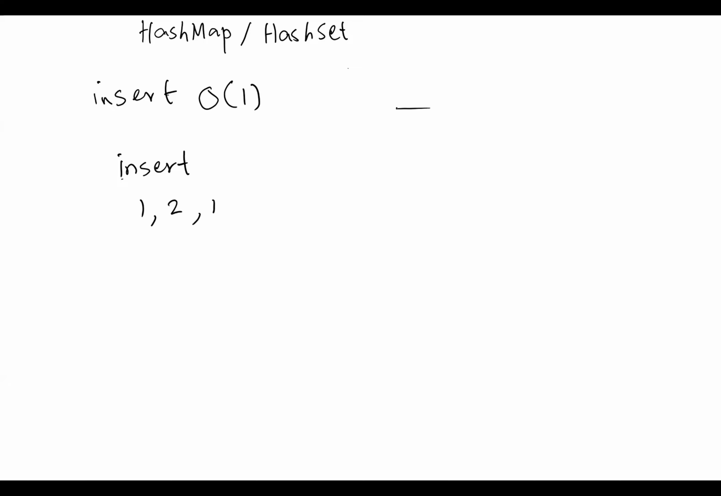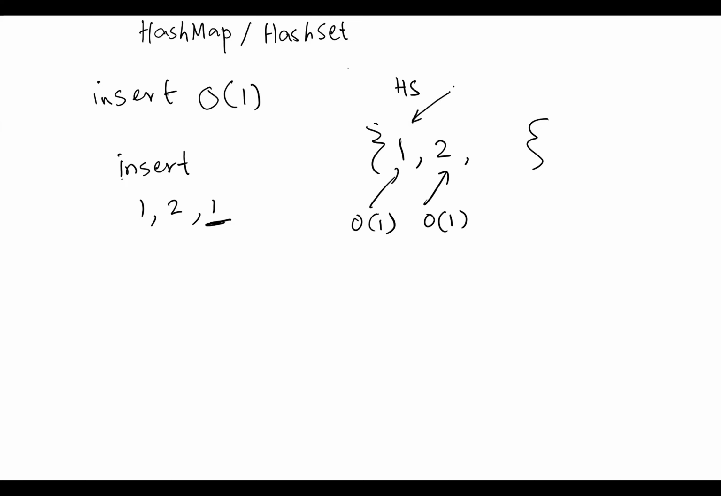So what's going to happen is, let's say we have a hash set, we are going to insert 1, and then 2. All of these will take order of one time. And then we again try to insert 1, but it will check and see 1 is already there, and so it won't insert. And this checking also takes order of one time. So everything is fine.